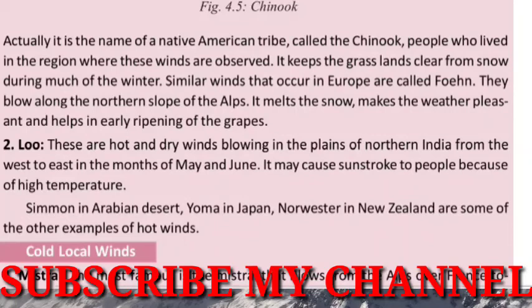Next it is Loo. So these are hot and dry winds blowing in the plains of Northern India. Okay, so from that, where it is, in North India, it blows over North India from the west to east in the months of May and June. In the months of May and June only they blow here. It may cause sunstroke to people because of high temperatures.